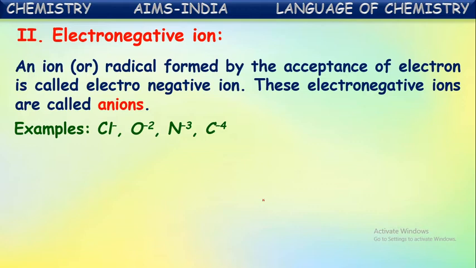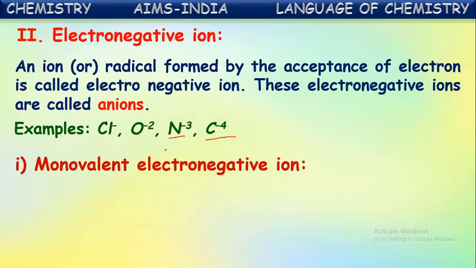Next, O minus 2 is also formed by an oxygen atom gaining 2 electrons, and hence it is getting a negative charge. So it is called an electronegative ion. Nitride ion, carbide ion: these ions are formed by the gaining of one or more than one electrons, and hence they are getting negative charge. So these are called electronegative ions, which are also called anions.